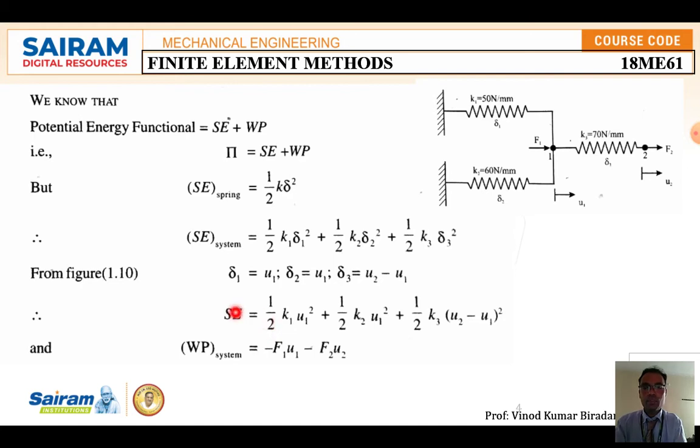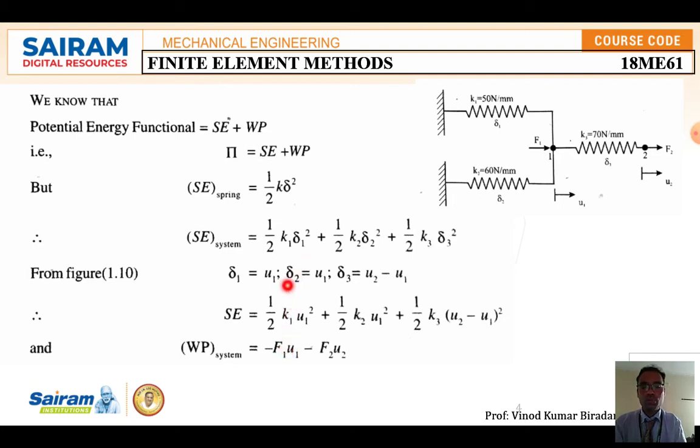Now calculate the work potential of the system. We have two external forces acting here, F1 and F2, so the work potential is minus F1 into u1 minus F2 into u2. Here, the force acting on the system is considered positive, and the work done is considered negative, so we take the negative sign. If you take the bracket, it is plus; if you remove the bracket, both signs are negative.